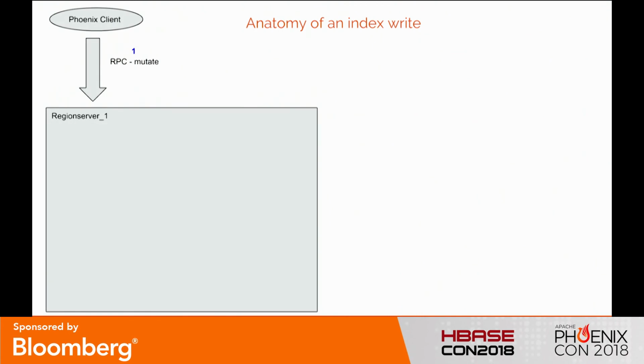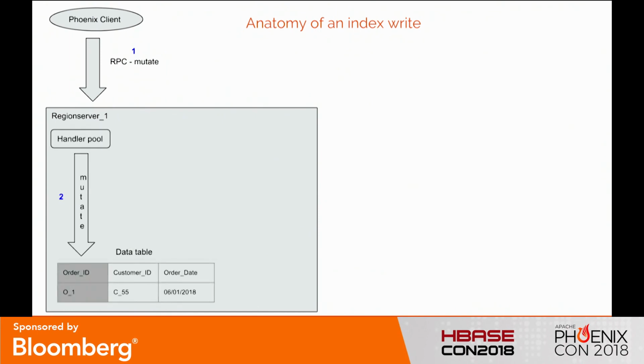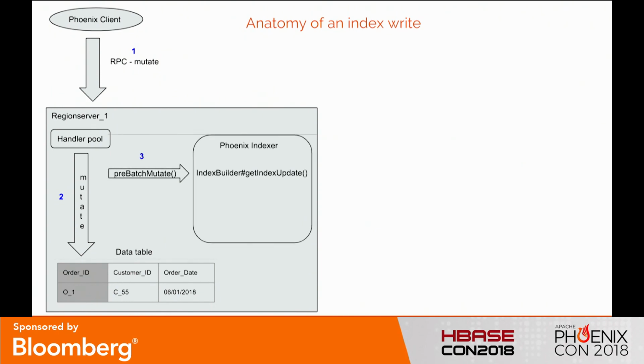So, an anatomy of an index write, this is what an index write looks like. Just a quick example of a Phoenix client. I write to a region server, which is holding my data table. That gets picked up by a handler pool, which processes my mutation to the data table. And in HBase, when you're doing a mutate, you have these coprocessor hooks. Phoenix is nothing more than a coprocessor, right? So we have a Phoenix indexer coprocessor, and we hook into that mutate, and in the pre-batch mutate call, we build the index update.